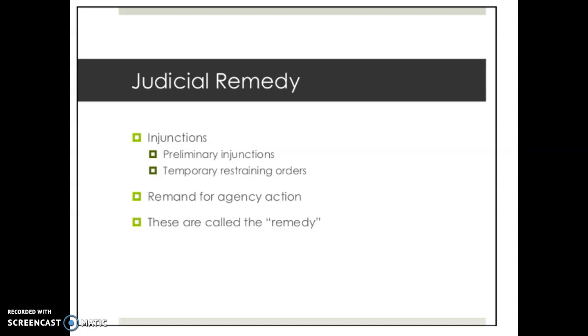And so another remedy that can be issued by the court is injunctions, whether these are preliminary injunctions or temporary restraining orders. So stoppage of whatever it is that the agency is doing.